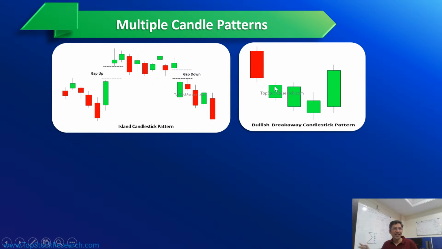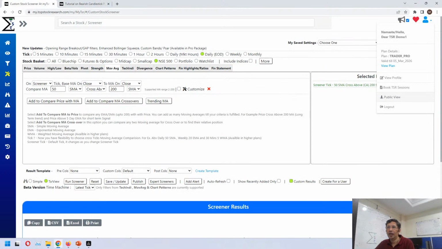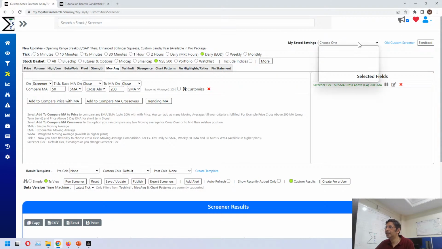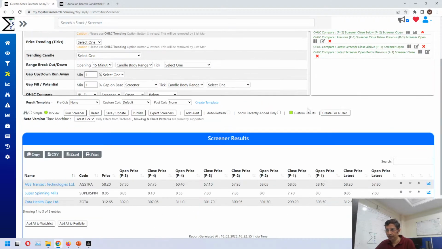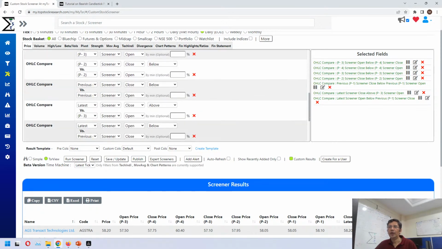So once you understand the psychology, or the pattern formation, right? There are a lot of patterns, there are hundreds of patterns. What we have covered is more than 50 patterns in TSR. Once you understand these patterns, you can use the DIY screener. If you look at this one, there are certain patterns formed here. If you look at bullish breakaway, a bullish reversal pattern, once you start understanding it, you can create your own set of patterns using our OHLC compare.